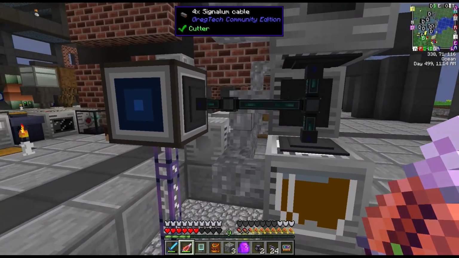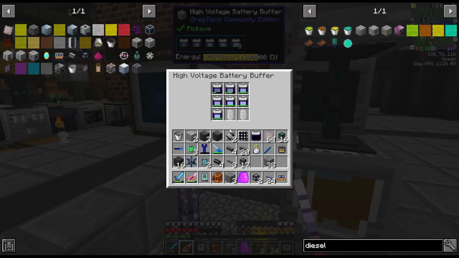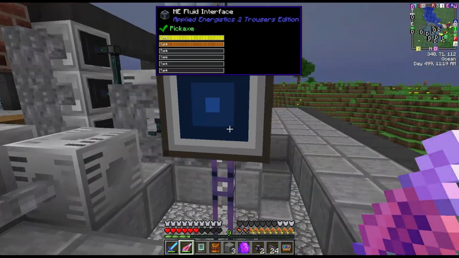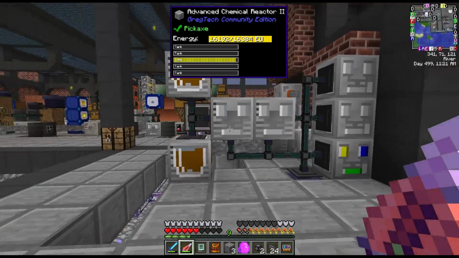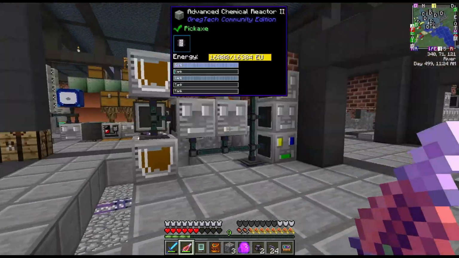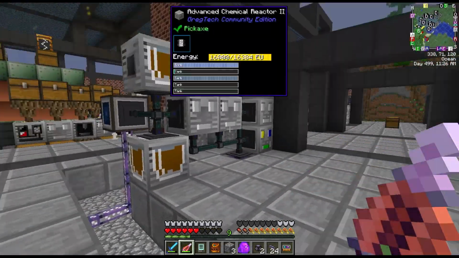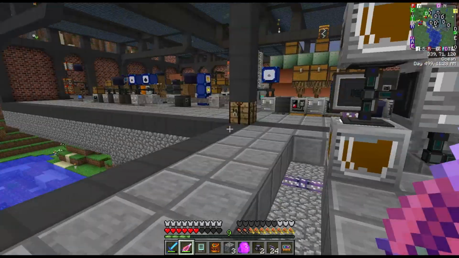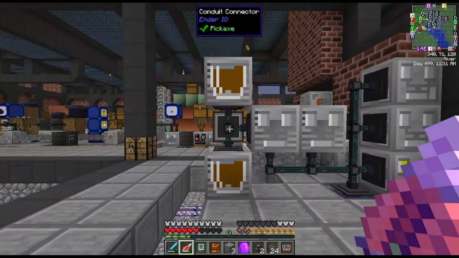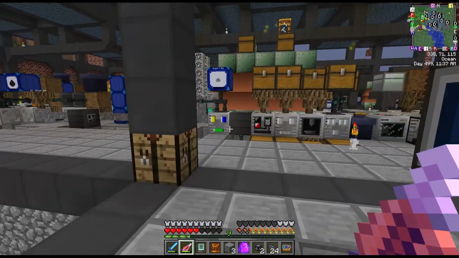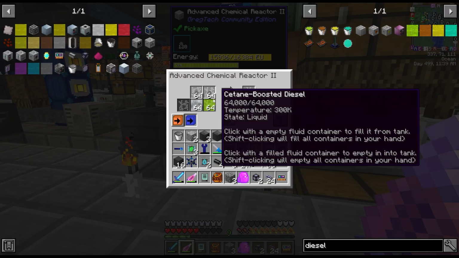The only issue is power. And I really don't know what to do about power. This is a very difficult issue to solve in this pack, is how to get the GregTech power everywhere. Especially when you're designing the base like this, where you have different setups and we don't just have one long row of machines.